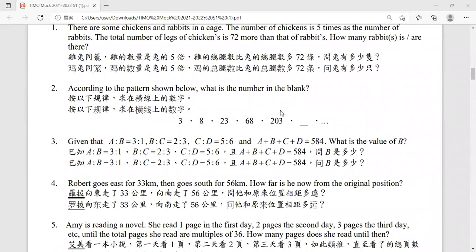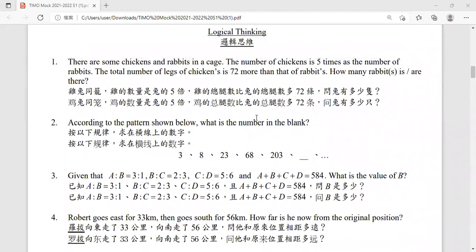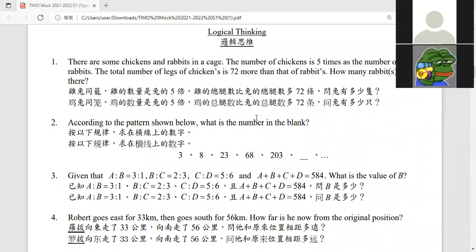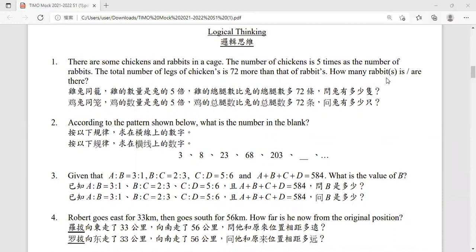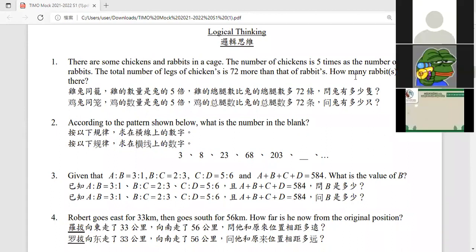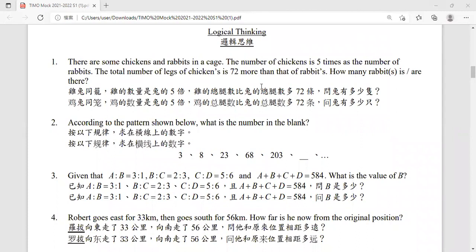Let's see. There are some chickens and rabbits. The number of chickens is 5 times the number of rabbits. The total number of legs of the chickens will be 72 more than the rabbits. How many rabbits are there? Actually, you have 2 ways of doing this question: a primary school way or an algebraic way.